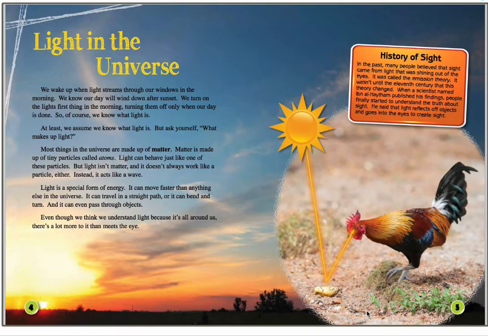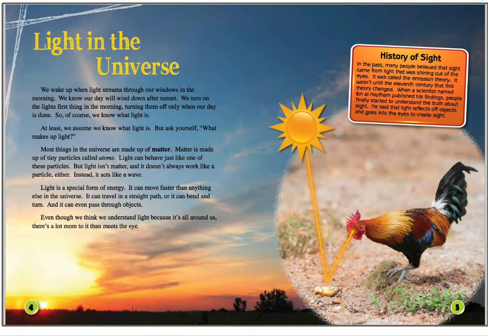Light is a special form of energy. It can move faster than anything else in the universe. It can travel in a straight path, or it can bend and turn. And it can even pass through objects. Even though we think we understand light because it's all around us, there's a lot more to it than meets the eye.